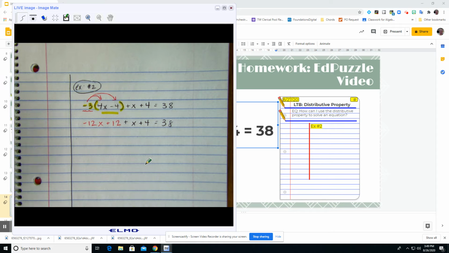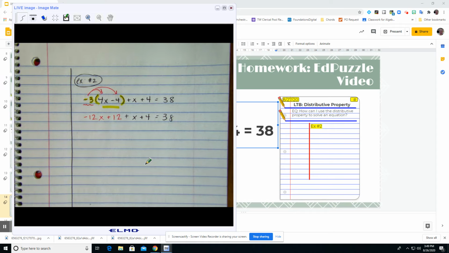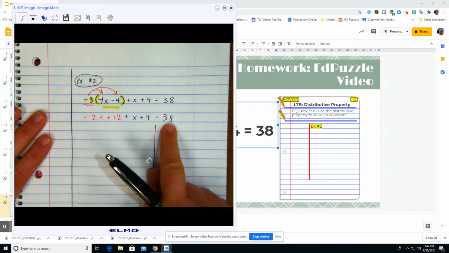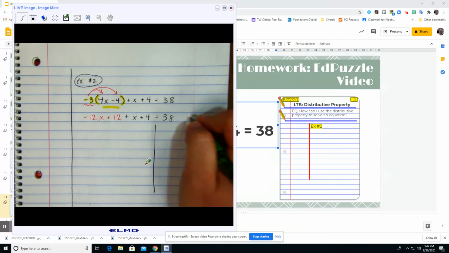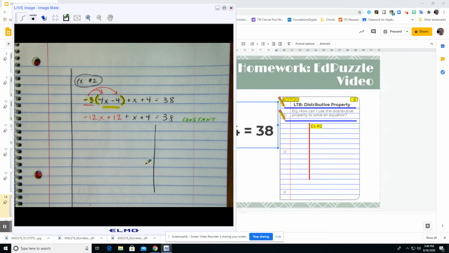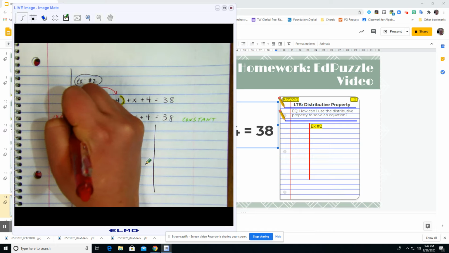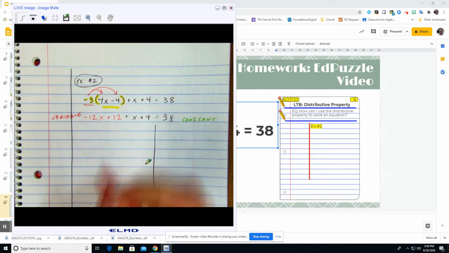Now, this turns into combining like terms. What side do we want our variables on? Which side do we want our constants? I'm noticing there's only constants on this side, so I'm going to decide that 38 is going to be our constant side. And then we can make the left side our variable side. So let's go ahead and combine like terms.